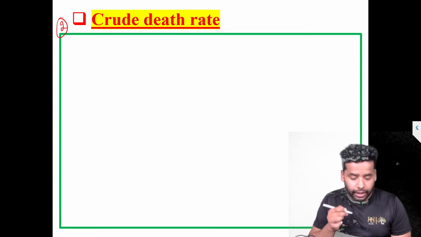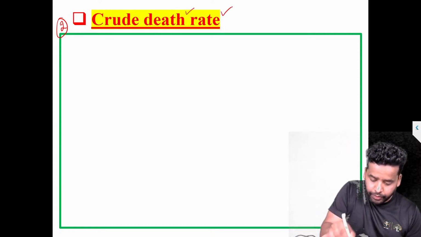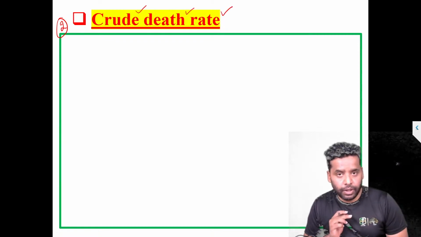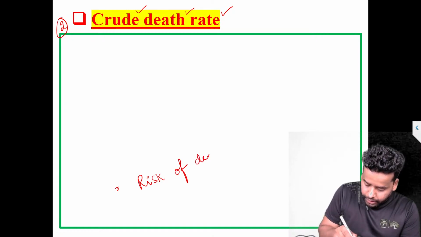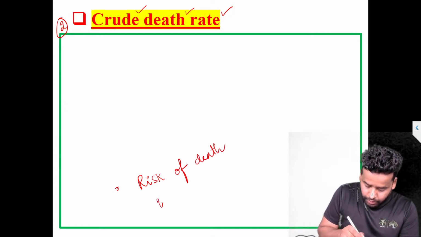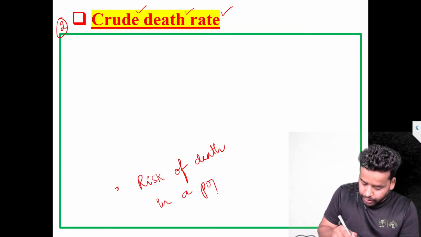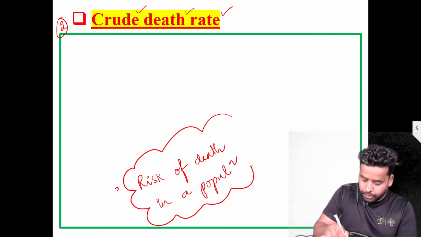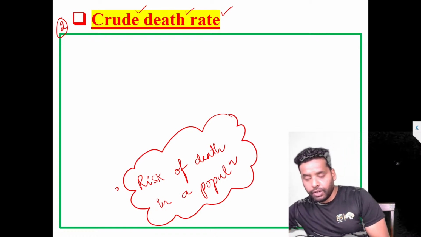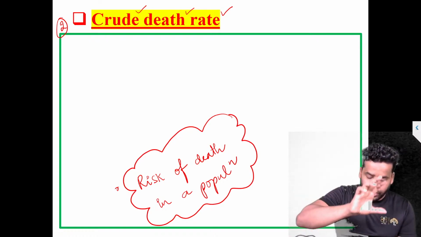It means how many are dying in the population. Risk of death in a given population. Write the words properly: risk of death in a population. Highlight these words. So what will be the formula if I write like this? Risk of death in a population.